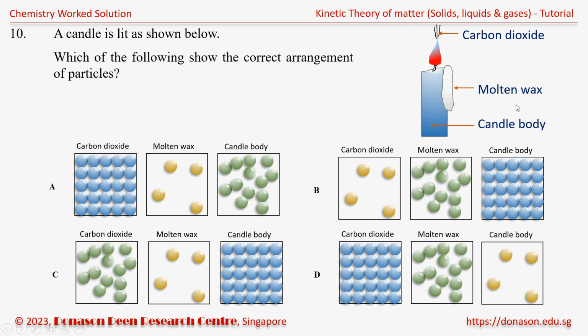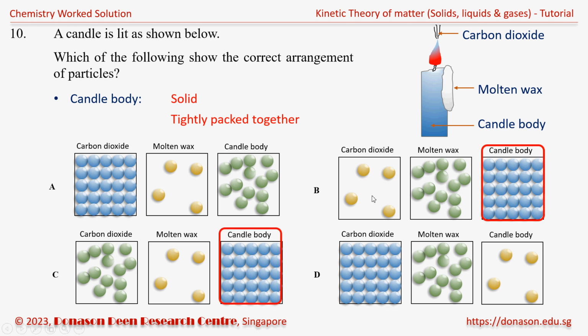So this question attempts to give you a solid, liquid and a gas. Which of the following shows the correct arrangement of particles? So what happens in the case of candle body, which is a solid? Candle body is a solid, and of course when they are solid, the particles are supposed to be tightly packed together in a regular arrangement. Okay, and of course we can see the one that matches them correctly is option B and C. Candle body, you can see all the particles are tightly packed together in a regular order.